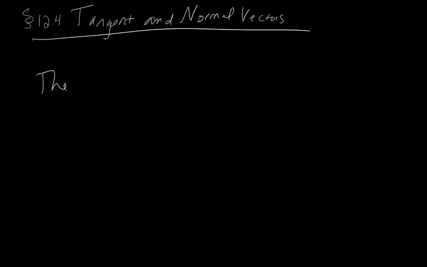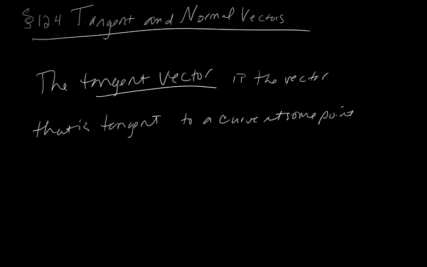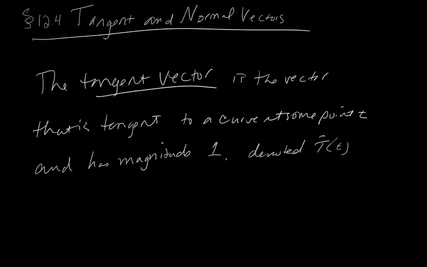The tangent vector is the vector that is tangent. Deep thought there. That is tangent to a curve at some point t, and has magnitude 1. Okay, so the tangent vector is a unit vector. It's denoted capital T of t. So capital T for the tangent vector.